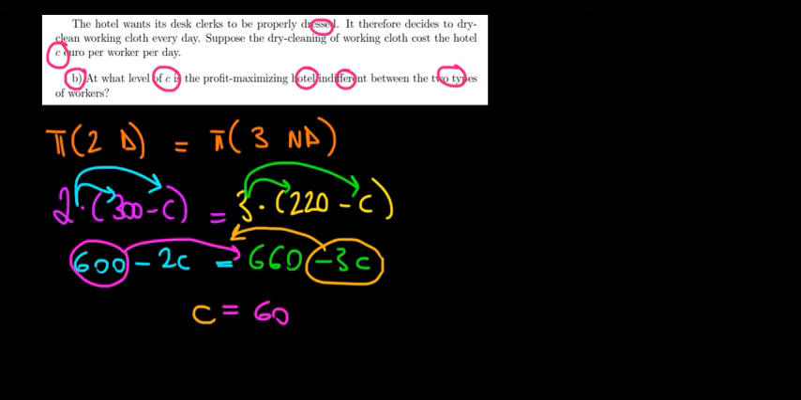So if the cost is 60 euros per cloth, per uniform, then the hotel is going to be indifferent between hiring 2 guys with diploma and 3 guys without the diploma. Hope this makes sense, and we are done.